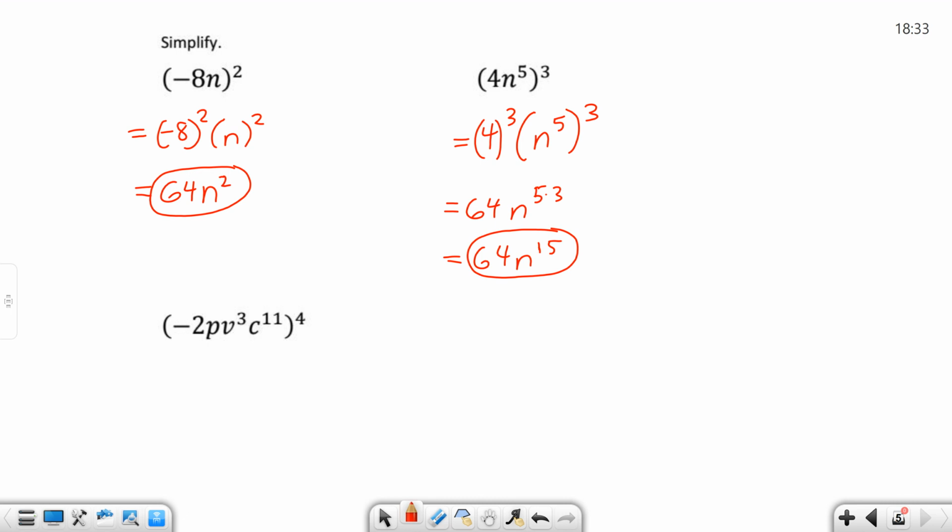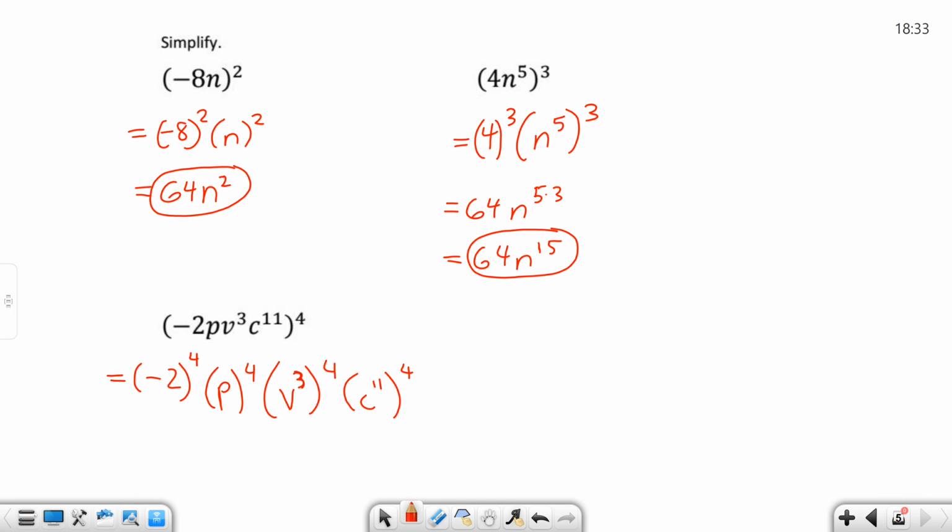And then here, negative 2 p v to the third c to the 11th to the 4th power. So again, this is all one term. It's a lot of stuff in there. How many factors is it? 1, 2, 3, 4 factors, but one term. So we take every single factor, negative 2 to the 4th, p to the 4th, v to the 3rd to the 4th, and then c to the 11th to the 4th.